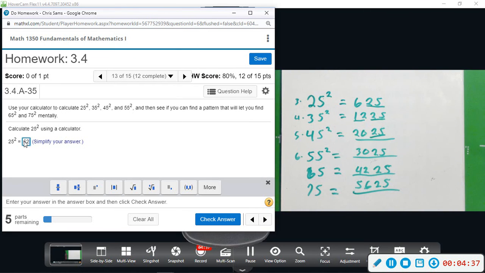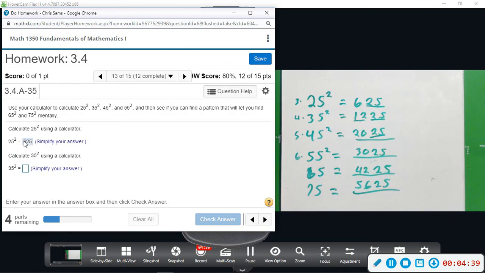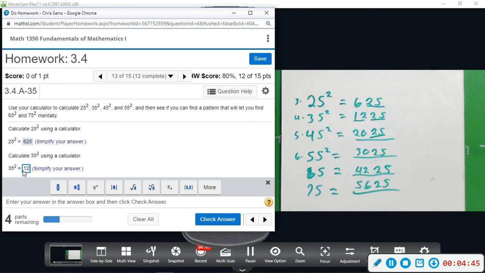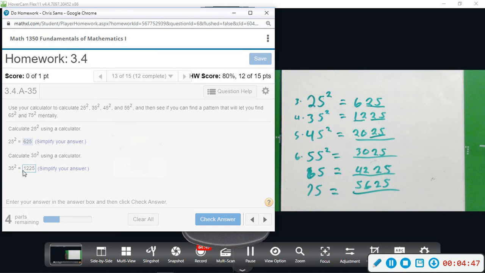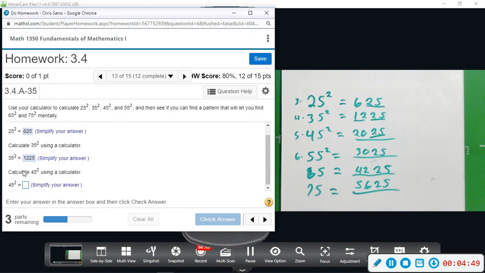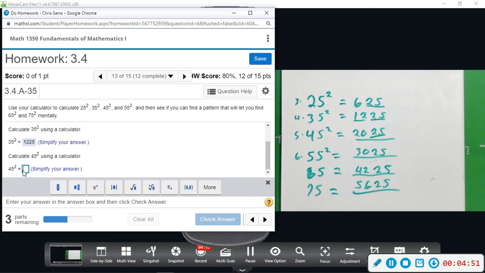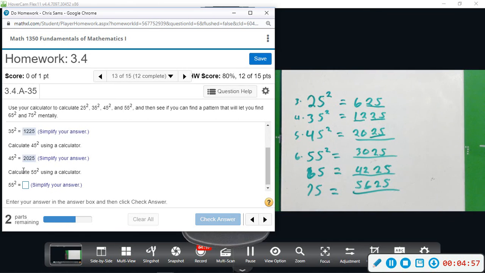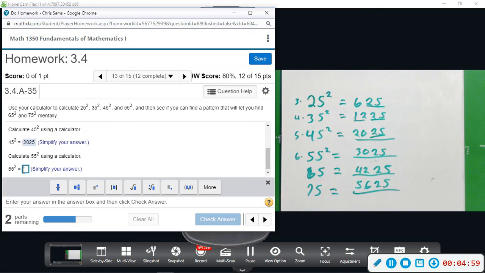So 625, and then we have 1225, then 2025, then we have 3025.